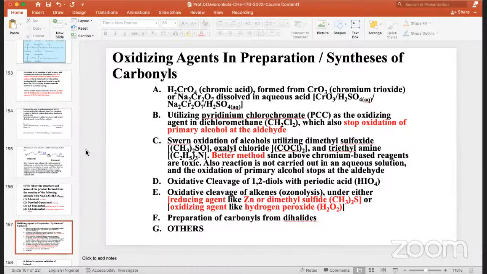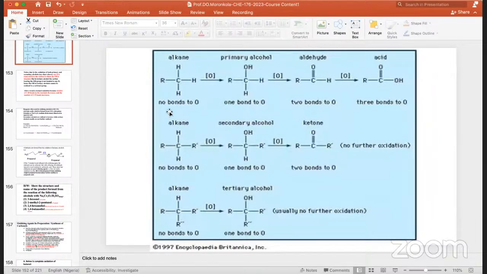Good morning, class. I want to welcome you to today's 176 lecture. And we continue from where we stopped yesterday. You will recall that we were able to look at this particular chart yesterday, which showed us the oxidation trend in the preparation of carbonyls. Our two groups of carbonyls which we're studying are the aldehydes and the ketones.